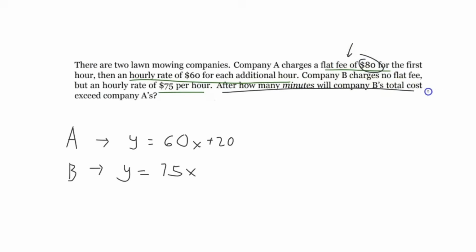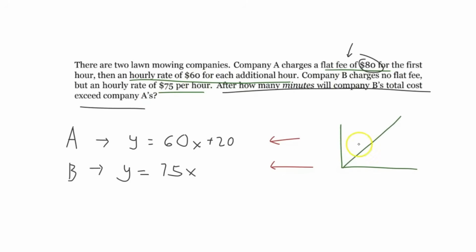So how do we actually solve the problem? How many minutes will Company B's total cost exceed Company A's? If we look at these two equations, we can see that the rate of change for B is higher than that of Company A. So B, let's say, is green. Their rate of change is like this. Oops, actually that's not accurate. They're going to be starting at 0, so they're going to be something like this.